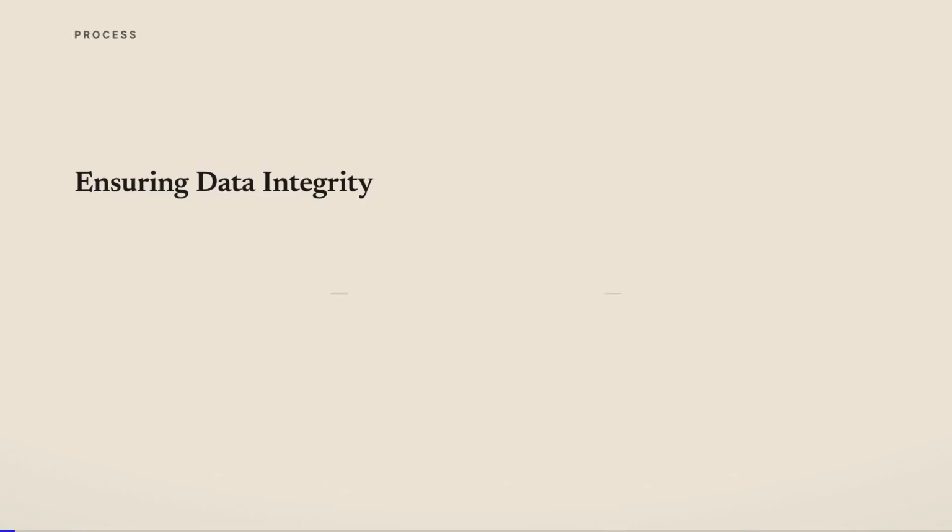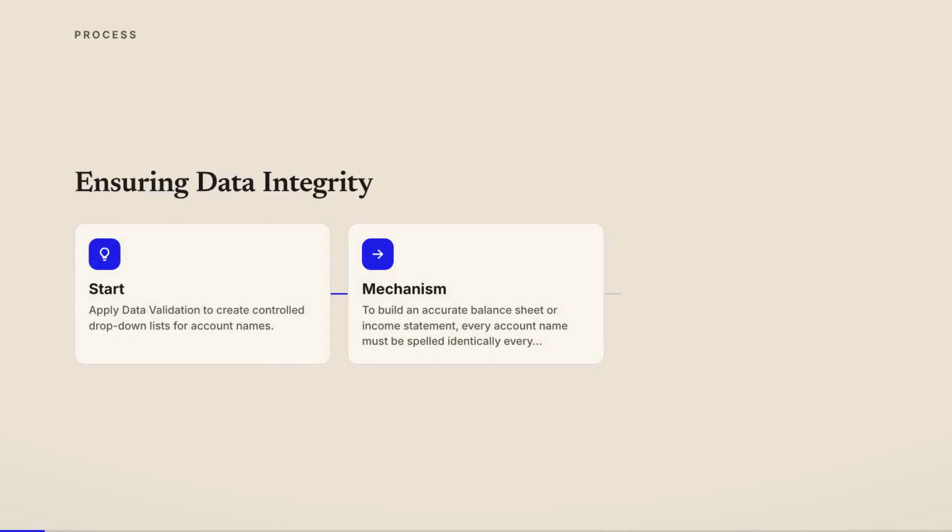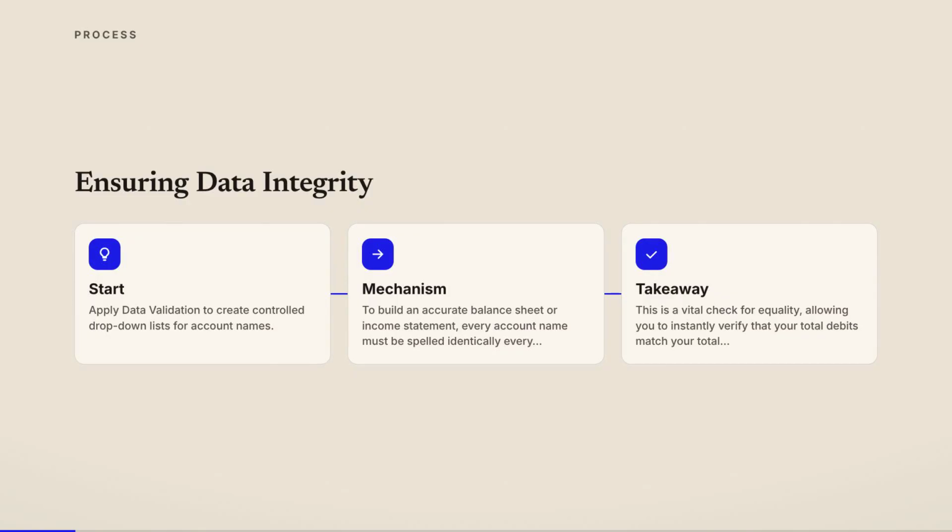To build an accurate balance sheet or income statement, every account name must be spelled identically every time it is used. Even a small typo like cash with an extra space can break your SUMIF formulas later. We prevent this using data validation to create drop-down lists. First, highlight the specific cells in your journal where you want the account names to appear. Then, click on the Data tab in the ribbon and select Data Validation.